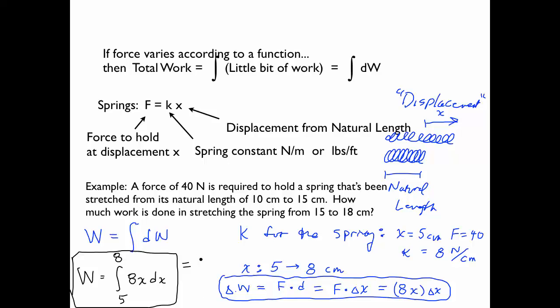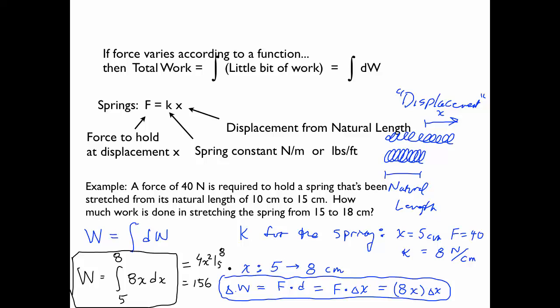Let's just do this real quick. We get 4x squared from 5 to 8. So 64 times 4 minus 100. That should be easy to do in your head. 64 times 4, 128, 256. 156? Did I do that right? 156.